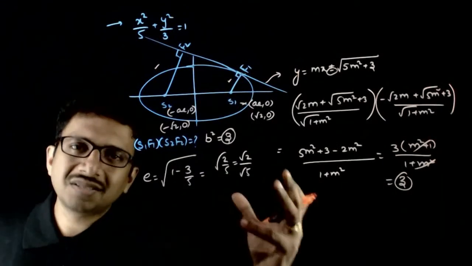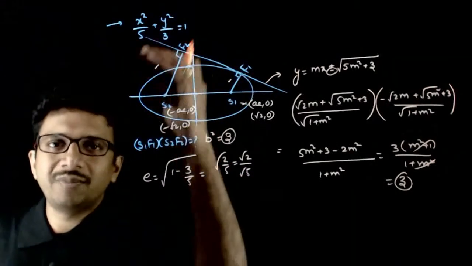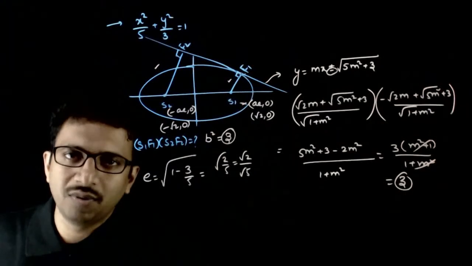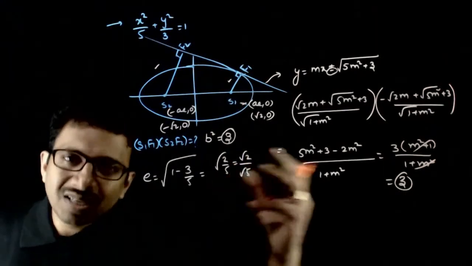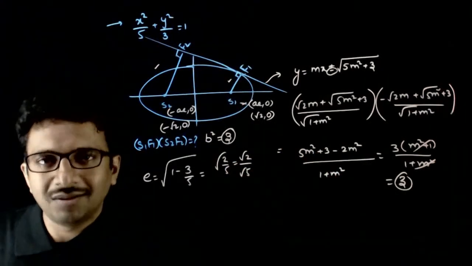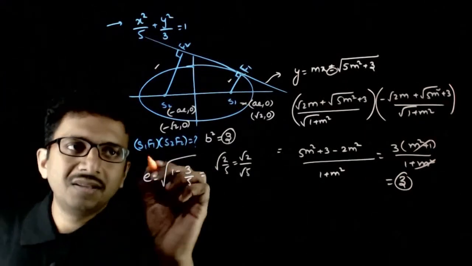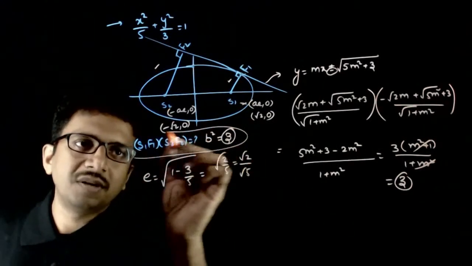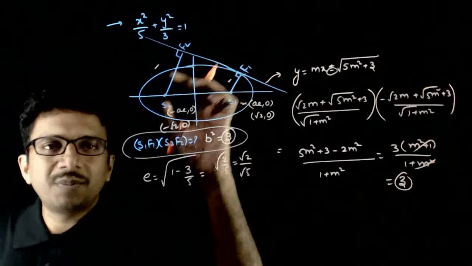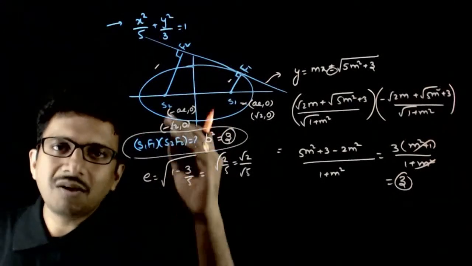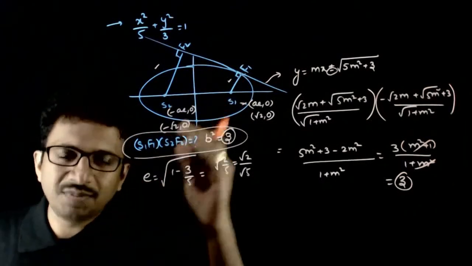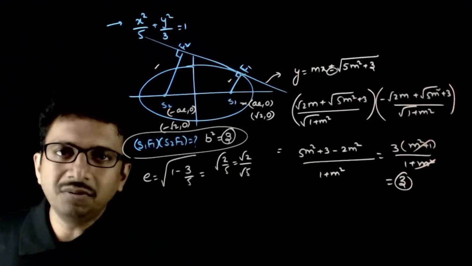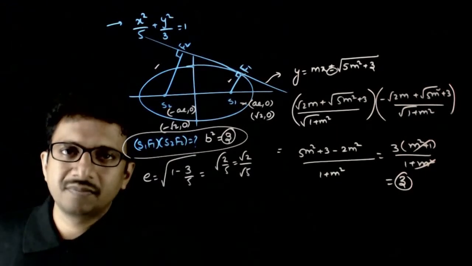So you can do this in a general way also for x square by a square plus y square by b square is equal to 1. But in the exam, you won't have time to do all this. So this is a very standard property which you need to remember. The product of the perpendiculars from the foci onto any tangent of the ellipse will be equal to b square. Thank you.